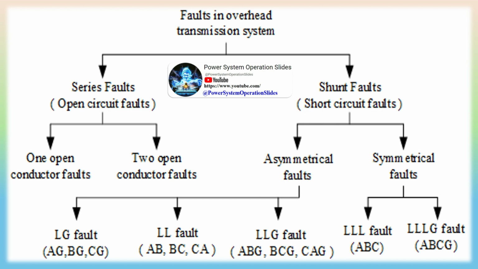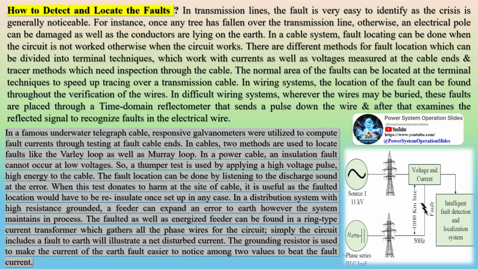In difficult wiring systems, wherever the wires may be buried, these faults are located using a time domain reflectometer that sends a pulse down the wire and then examines the reflected signal to recognize faults in the electrical wire. In a famous underwater telegraph cable, responsive galvanometers were used to compute fault currents through testing at the faulted cable ends. In cables, two methods are used to locate faults: the Varley loop and the Murray loop.